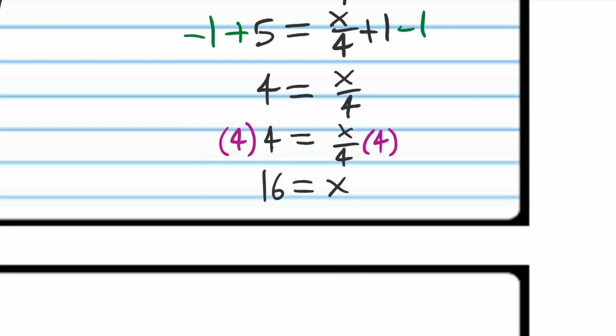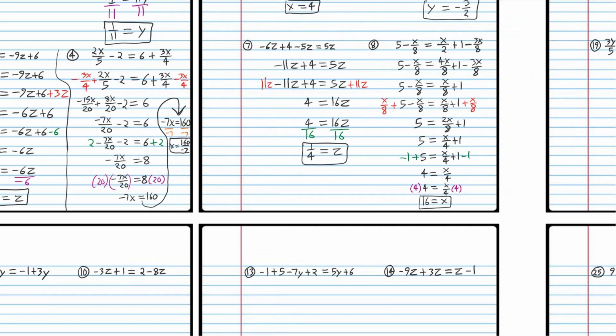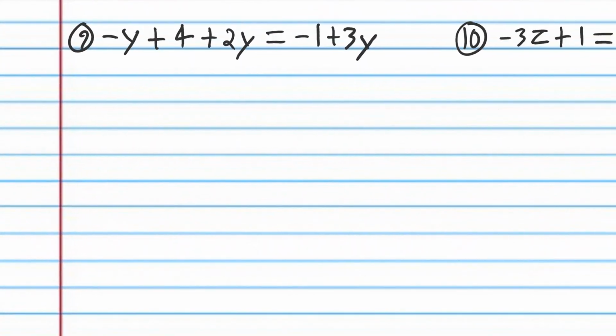So if you got 16, that's a really good sign. That means you're getting this stuff. If you didn't get 16, that's okay. That was a long problem, and there's a lot of steps. So if you made a mistake, don't worry. Just go back and figure out what you did wrong.